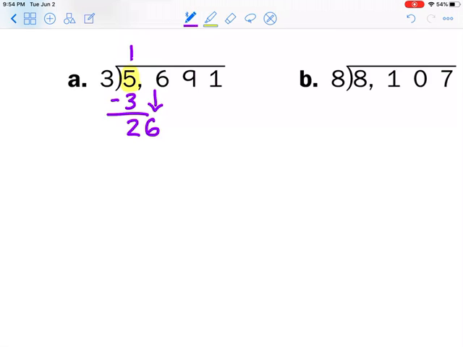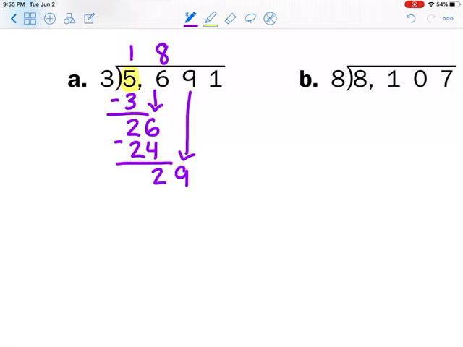Well, 26 is a multiple of 3. Oh, I'm sorry. 26 is not a multiple of 3 because 3 times 9 is 27. That's too big. And 3 times 8 is 24. So I'm going to do 3 times 8, which is 24, and then subtract 26 minus 24. And I would get 2. So then I'm going to bring down the next place value. So now this number becomes 29.